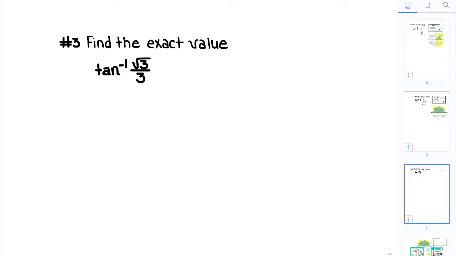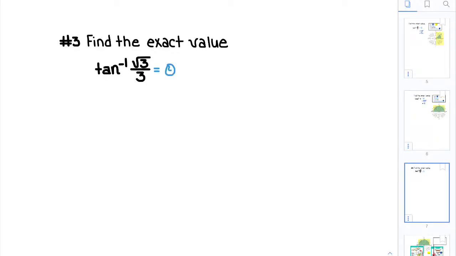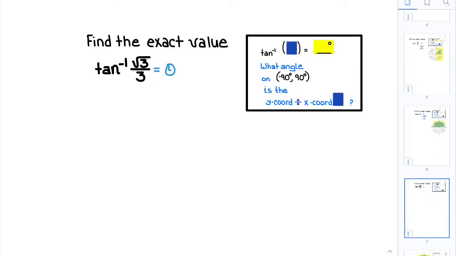Question number 3 said, find the exact value of inverse tangent of root 3 over 3. Remember, all answers to inverse trig functions are angle measures. So tan inverse of root 3 over 3 is going to equal some angle measure. I called it theta. I ask myself what angle from negative 90 to 90 degrees is the y-coordinate divided by the x-coordinate, in this case, square root of 3 over 3.